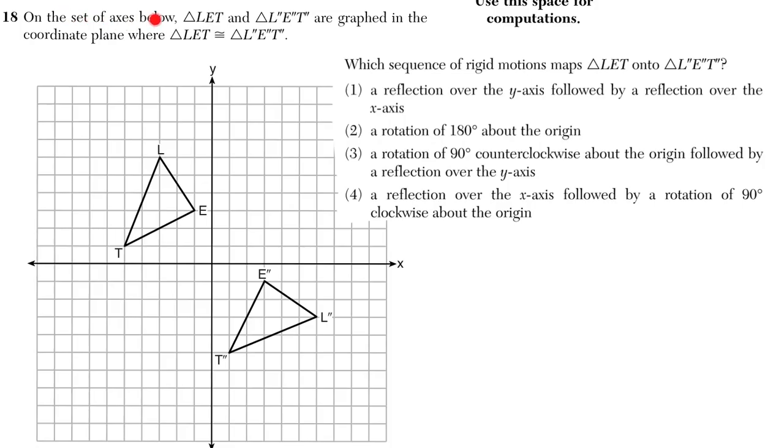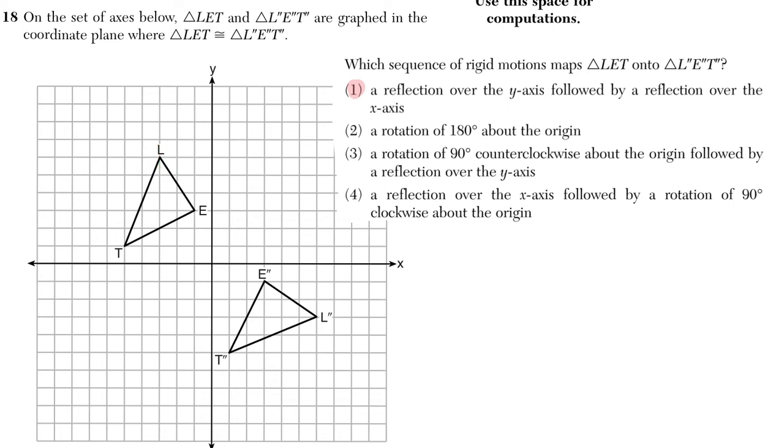Question number 18, it says on the set of axes below, we've got two congruent triangles, and it says which sequence of rigid motions will map triangle LET onto triangle L double prime, E double prime, T double prime, and we've got four options. We're going to go through each one, starting with option number 1, and so I see that it says a reflection over the y-axis followed by a reflection over the x-axis. We're just going to select one point, and we're going to see how successful we are with mapping this triangle onto this triangle. We'll start with vertex L.